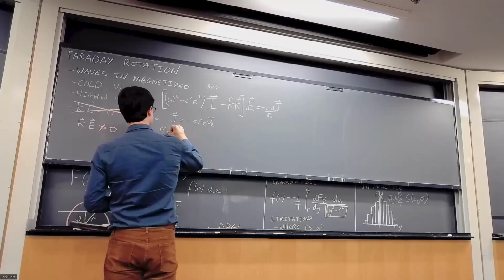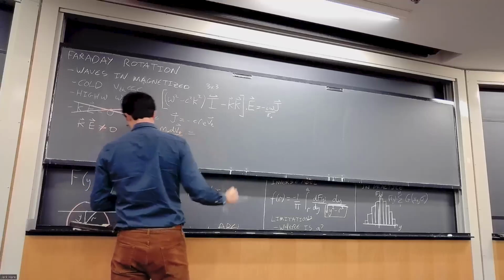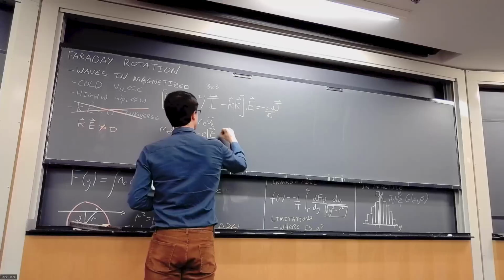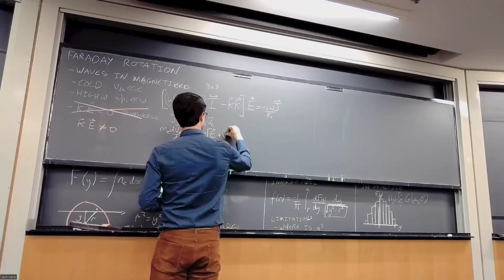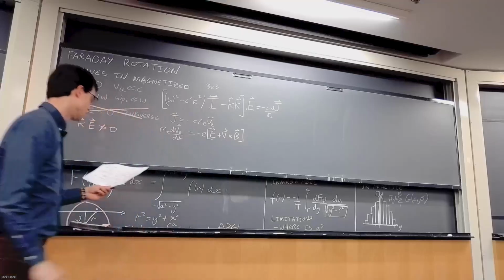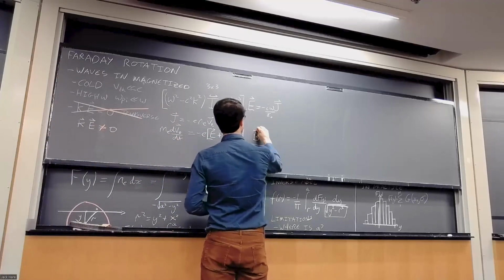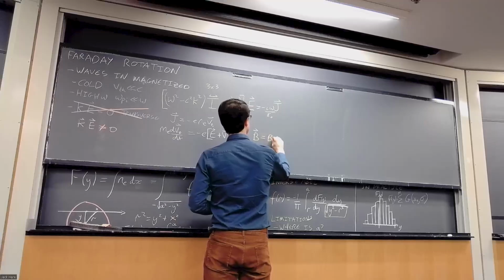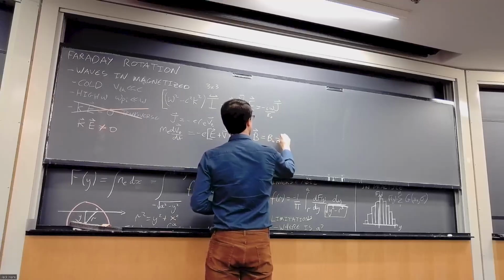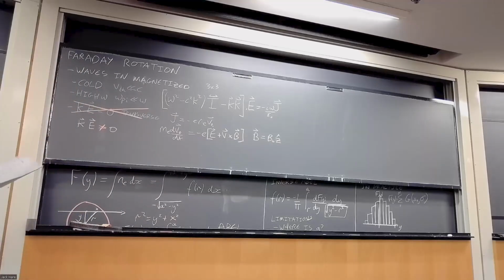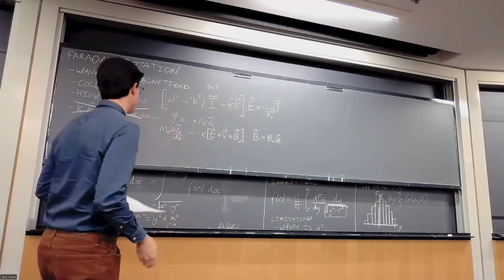So we have m_e dv_e/dt is equal to minus e times the electric field plus v cross B. So this is just the Lorentz force, but we've now got the magnetic field in here. And we're going to assume that our magnetic field, at least to first order, is just some static field, and we're going to point it in the z direction. Of course, I can point it in any direction I want. I've chosen z in this case here.